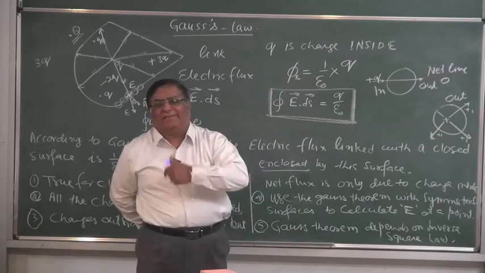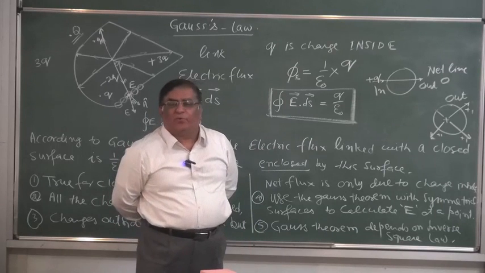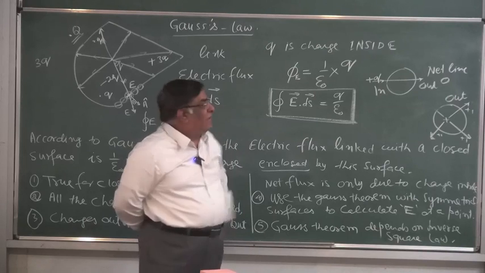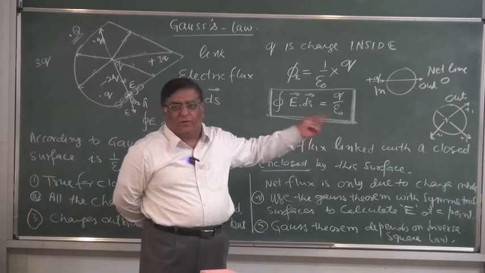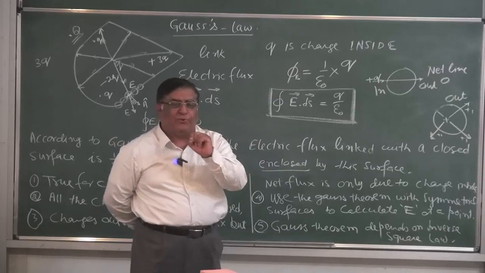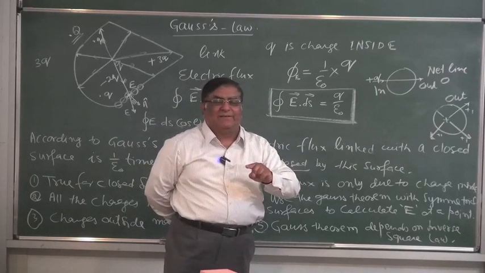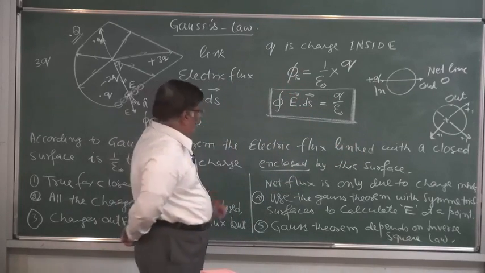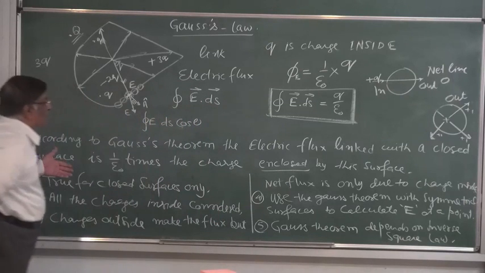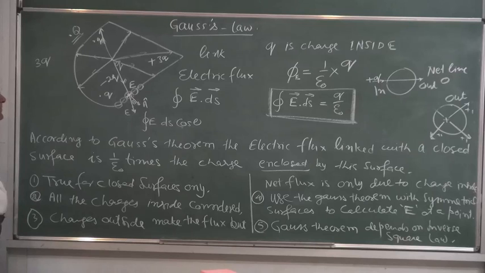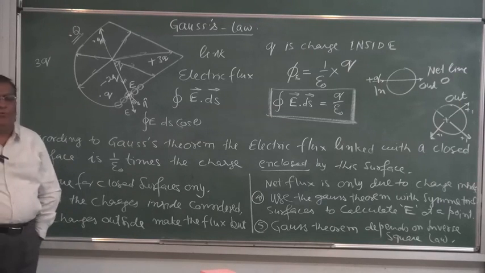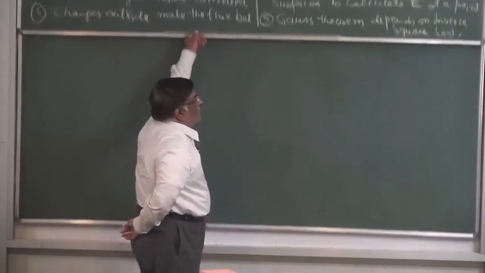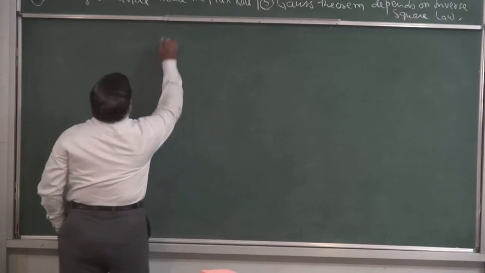So this particular formula for the Gauss theorem is based on the fact that Coulomb's law is an inverse square law, that the electric field is an inverse square law. We will see the proof now, the proof of Gauss theorem, which will show you how this formula comes only when we are using the inverse square law. Okay, so these are certain important points of the Gauss theorem, and now we will study a small proof of how it was made.